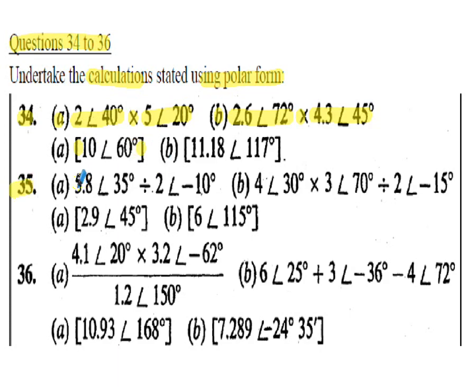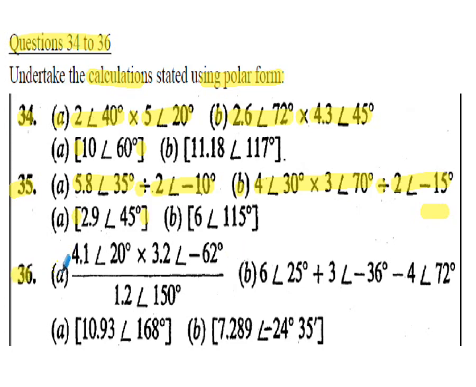Question 35, we have a complex number in polar form divided by another complex number in polar form. And in part B, we have a complex number in polar form multiplied by another complex number in polar form, divided by another complex number in polar form. Just be careful of your signs in this particular case, as it's a negative 15 on the bottom line. Answers again shown in the square brackets.